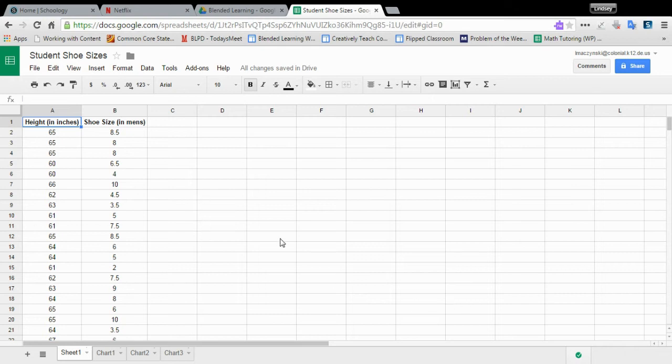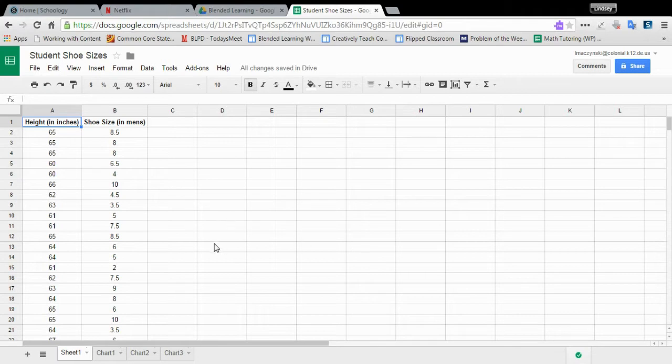Okay, in this screencast, we're going to talk about how to describe data. So as you can see here, I have a list of 30 students' measurements for height and shoe size. They're not in order. They're just paired up quickly the way that I got the measurements.